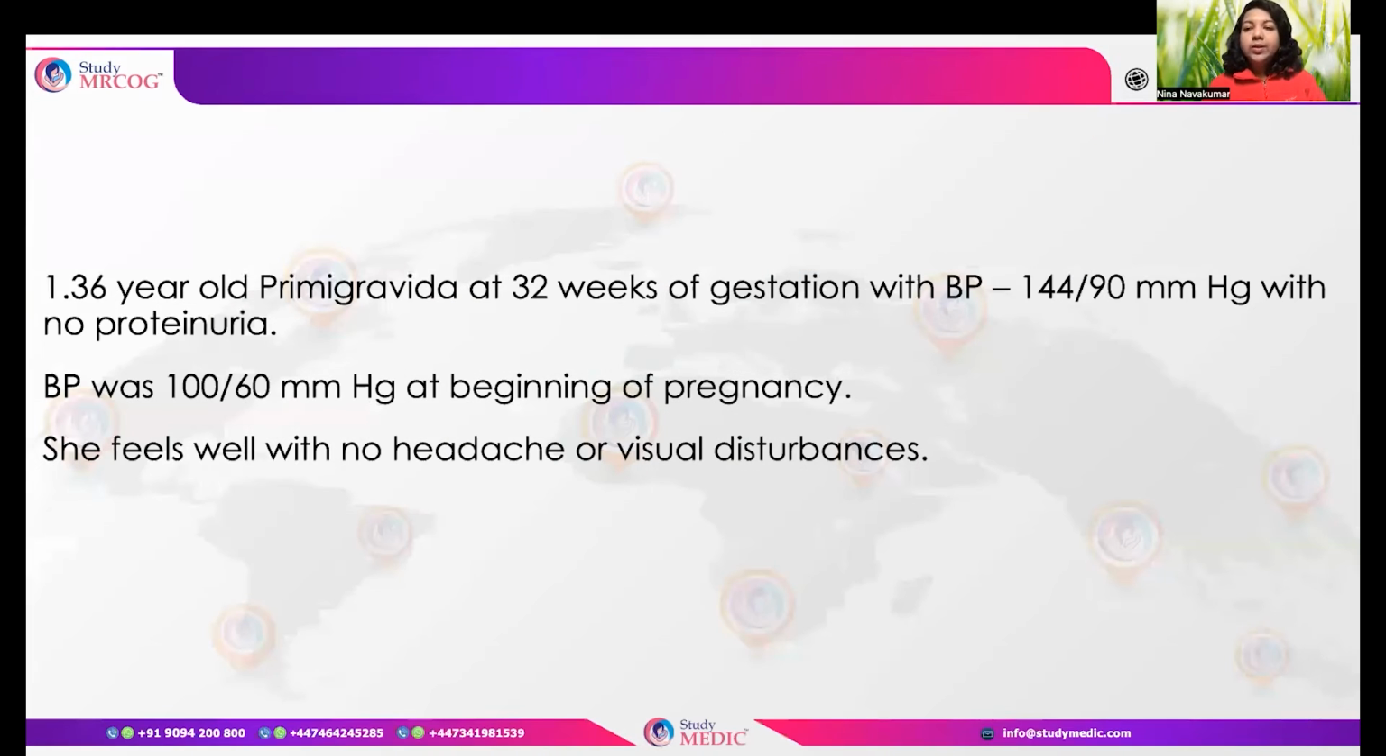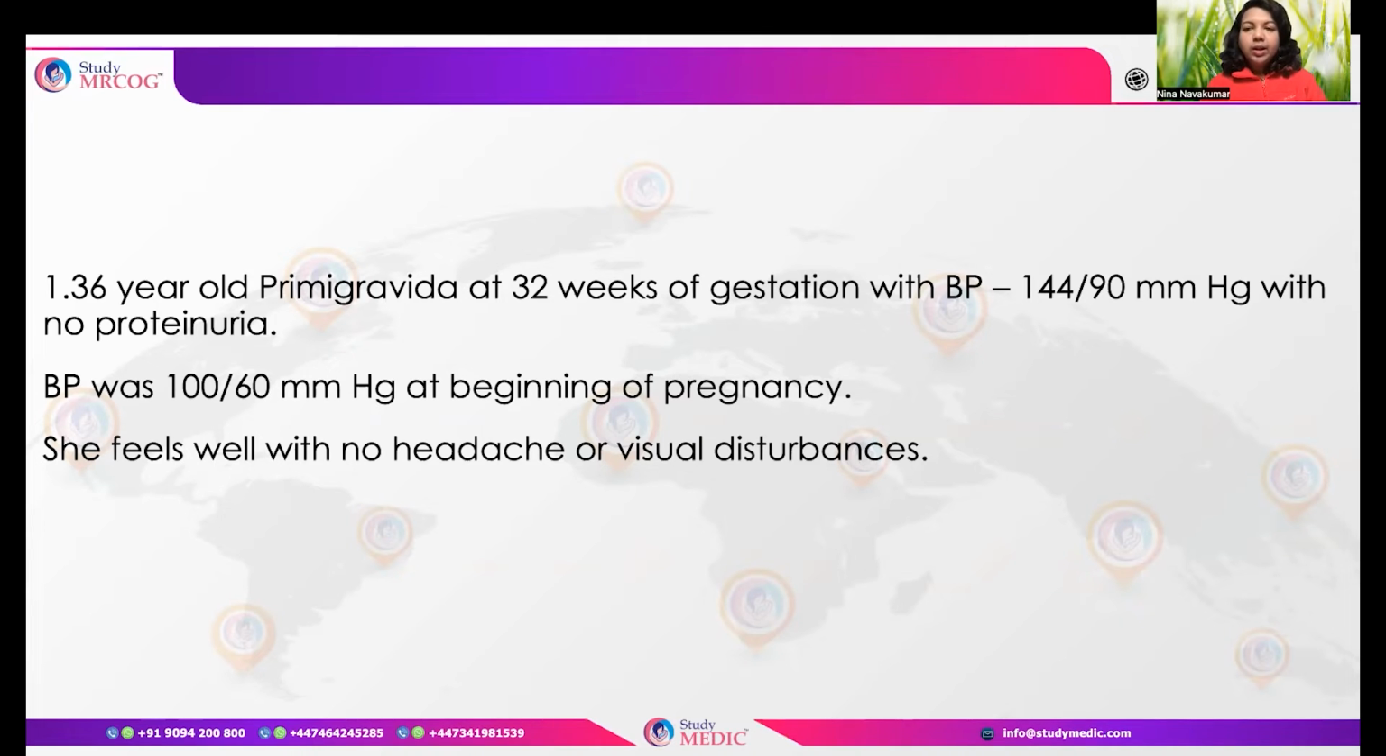So she is 32 weeks of gestation with blood pressure not very high, and otherwise she is well, not having any impending symptoms or any signs and symptoms of preeclampsia also. So the first thing we need to decide is whether she needs to get admitted to the hospital. The second thing is whether we need to start her on antihypertensives.